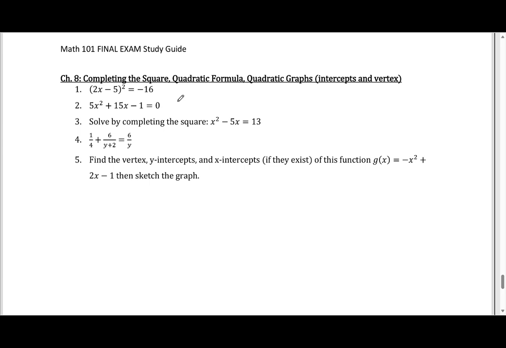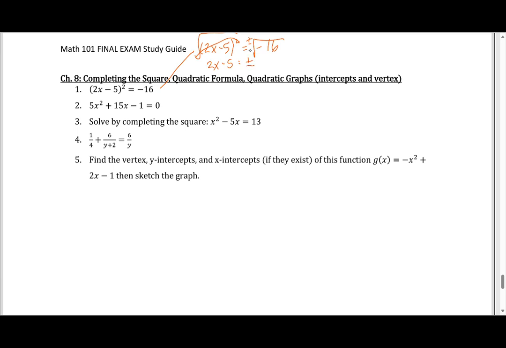Now, number 1 is already set up in a perfect square, so we're just going to use square roots. I'm going to go ahead and put that up here. 2x minus 5 and negative 16. So that's square root both sides. Remember when you do square root to put plus or minus right there. So now those are gone. I'm left with 2x minus 5 equals plus or minus.